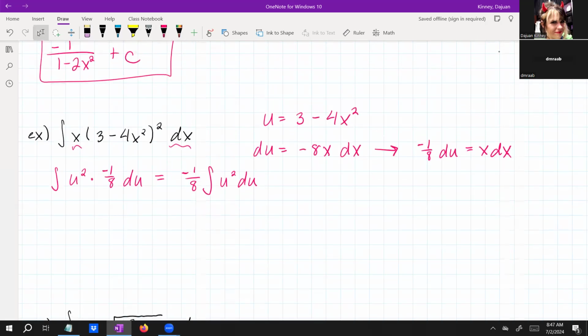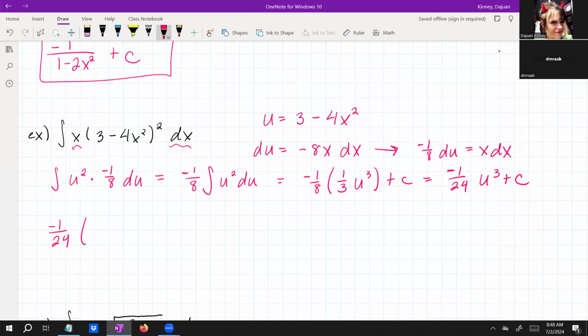Oh, there's another one like this. Okay, take the antiderivative. I get negative 1/8 times, add 1. Oops, not xu. It's constant. And we know that is negative 1/24 u cubed plus c. Plug back in. Negative 1/24, 3 minus 4x squared cubed plus c.